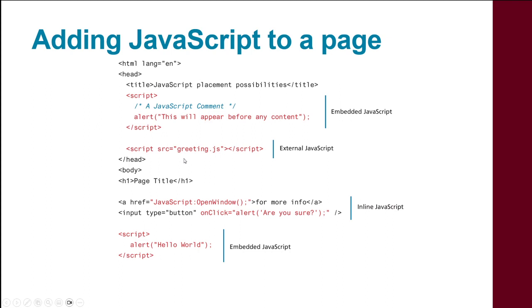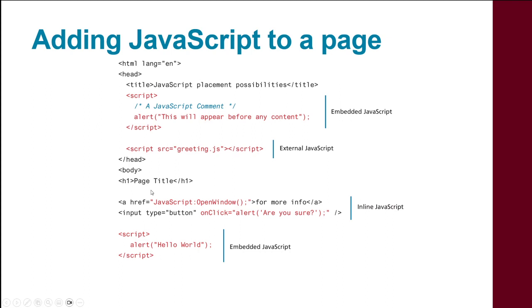For external, it's just like your style sheets. Well, not exactly like, but it's very close. So instead of having your reference, you have a script source. So script, and then your source points to where the file lives, what type of file it is, .js, and then close your script. Okay?